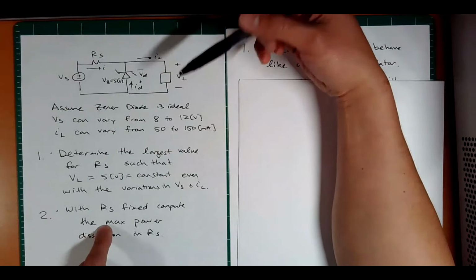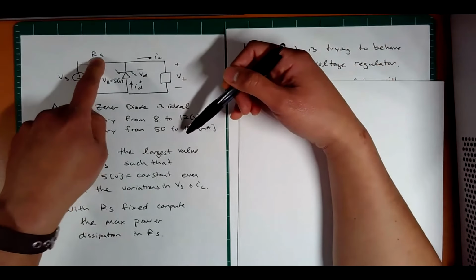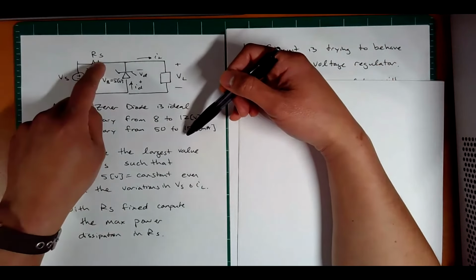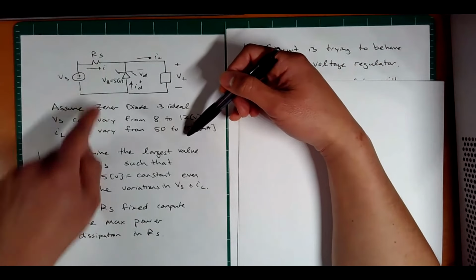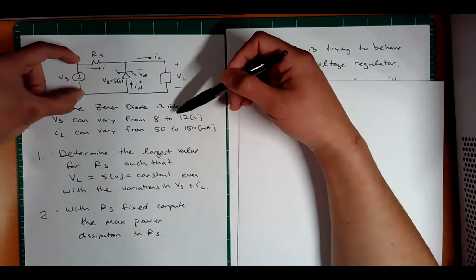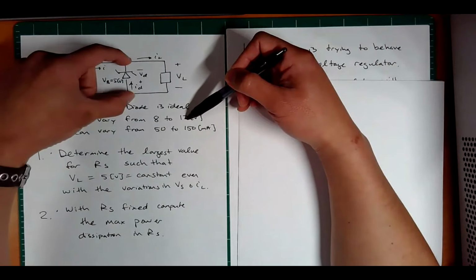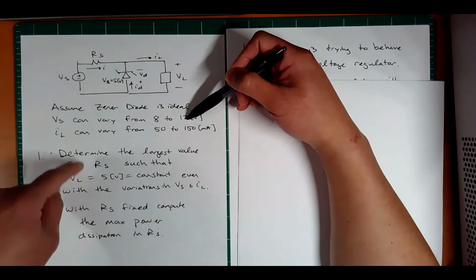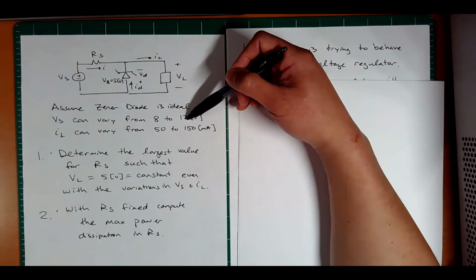And then the next question asks, well, let's say you found what RS is. What is the max power dissipated in RS? And so that'll probably be when this is 12 volts, the max here, and this is 5. Okay, so that's pretty easy, but this one's the hardest to think about conceptually.